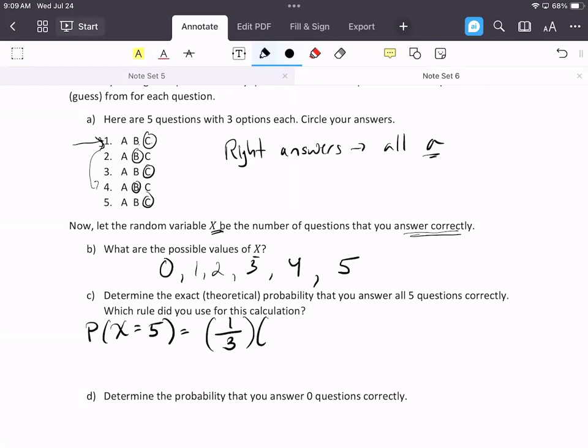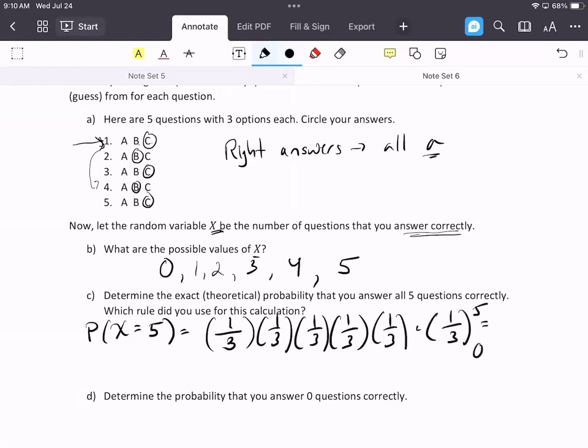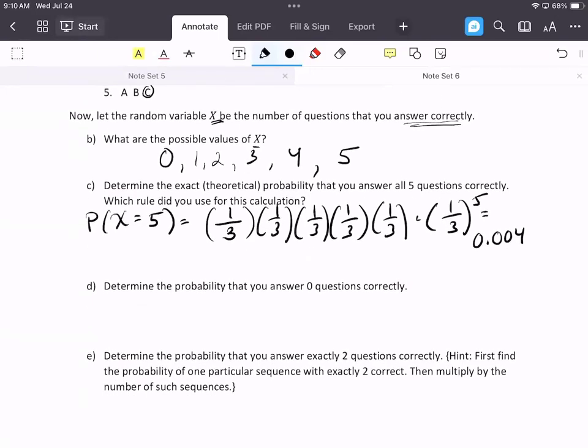All right, so in other words, it's 1/3 to the 5th power. And this ends up being 0.004. Which rule did we use? Well, if you look back in your notes, you'll see we used that multiplication rule for independent events to determine the probability that you answered 0 questions correctly.